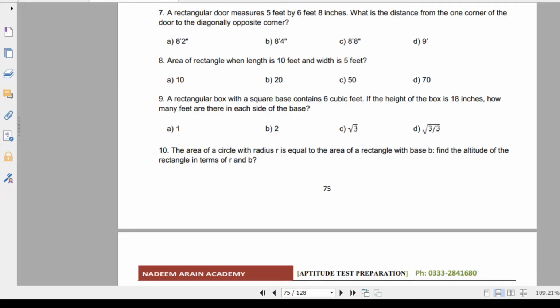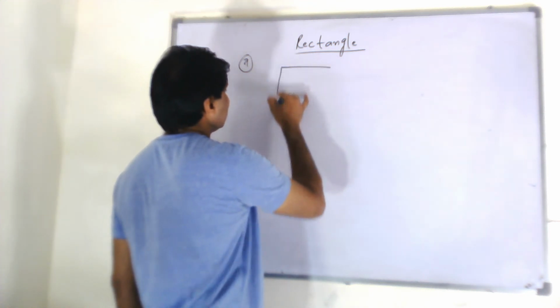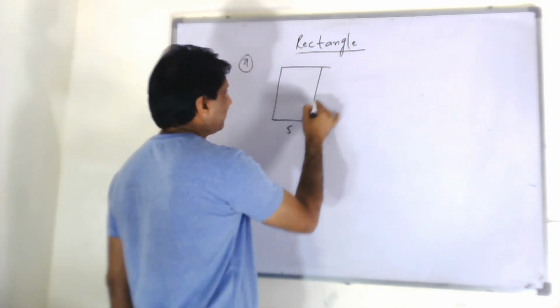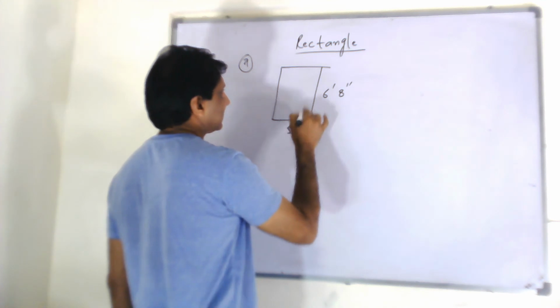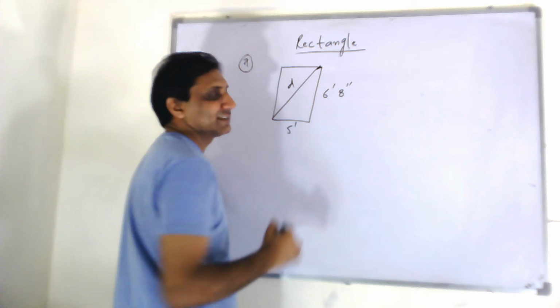Question number 7. A rectangular door measures 5 feet by 6 feet 8 inches. What is the distance from the one corner of the door to the diagonally opposite corner? So the dimensions are 5 feet by 6 feet 8 inches. 5 feet by 6 feet 8 inches. And we need to find out this diagonal distance.